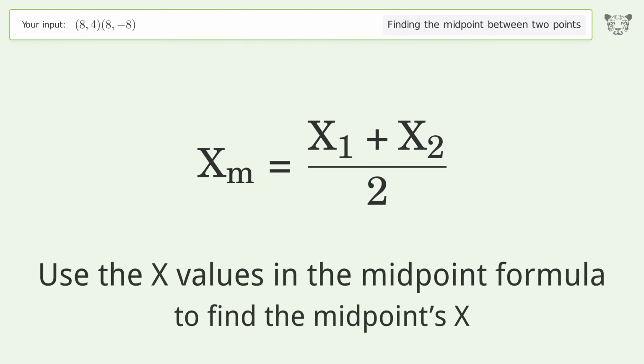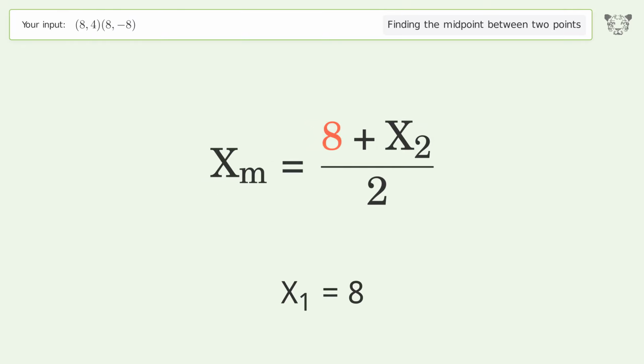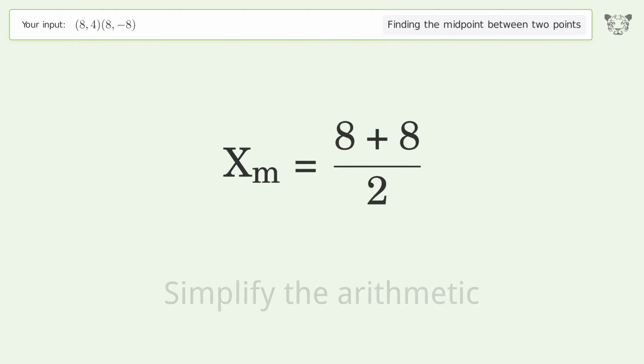Use the x values in the midpoint formula to find the midpoint's x. x1 equals 8. x2 equals 8. Simplify the arithmetic.